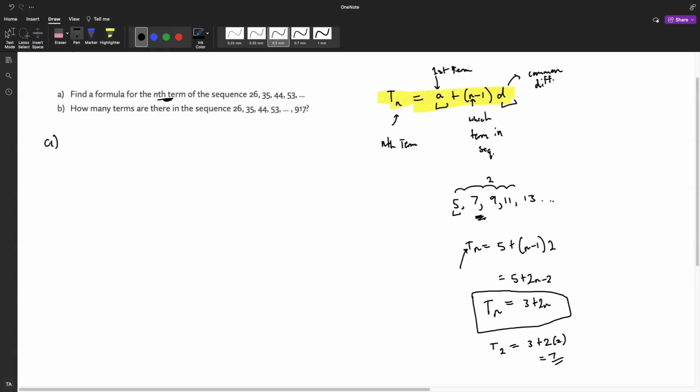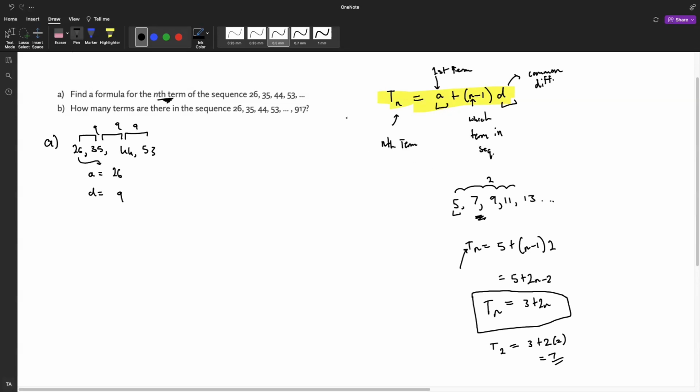So looking at question A, it's asking us to find the formula for the nth term of this sequence. So I'm going to rewrite the sequence here: 26, 35, 44, 53. And really, when you want to find the nth term of a sequence, we only need to know 2 things. We need to know what our first term is, and we need to know what our common difference is. Now the first term is simple, that's just 26. And the common difference, you can just subtract any of these terms, and it's always going to give you 9. So the common difference is 9.